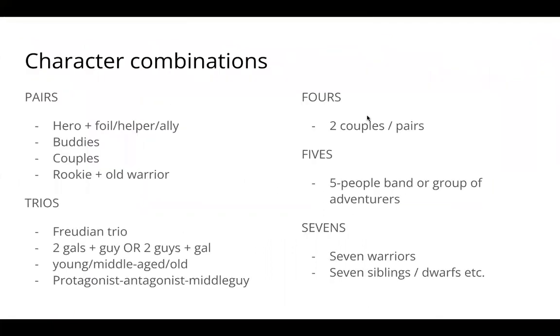Okay, so let's start with different kinds of character combinations. Of course, the smallest combination would be a pair. So where we have typically maybe a hero or a protagonist and their ally or best friend or helper, could be like an animal even, and then it could be like the hero and their foil.